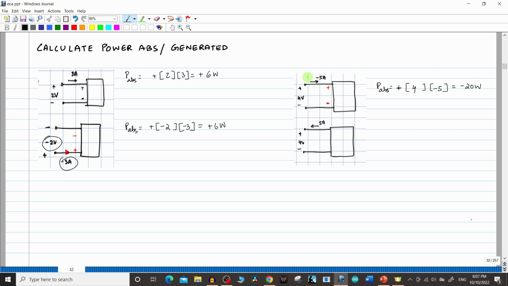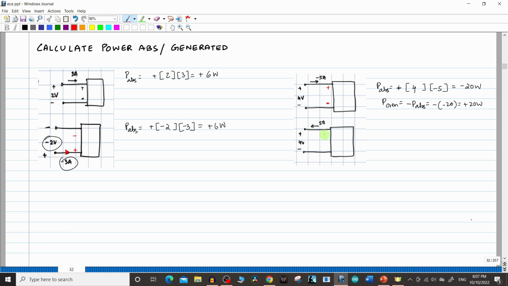So what does it mean? This circuit is not absorbing power. Actually, it is generating power. For this circuit, if you want, you can put power generated will be equal to minus power absorbed. So equal to minus of minus 20, which is equal to plus 20 watts. However, in this numerical, they have not specifically asked anything. So you can put 2 values. It's not a problem.